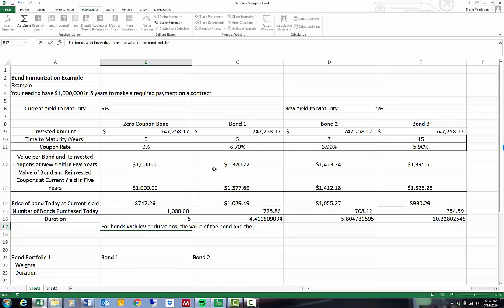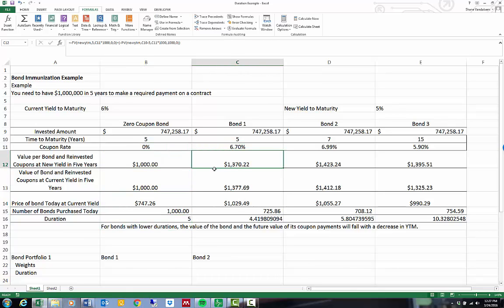And the future value of its coupon payments will fall with a decrease in the yield to maturity, because that's what we saw here. This is an important point, because if the yield to maturity falls at time 5, and we had just invested in bond 1, we're not going to have $1 million.